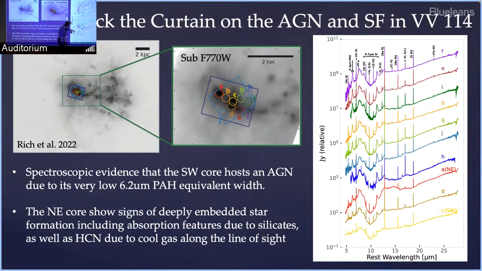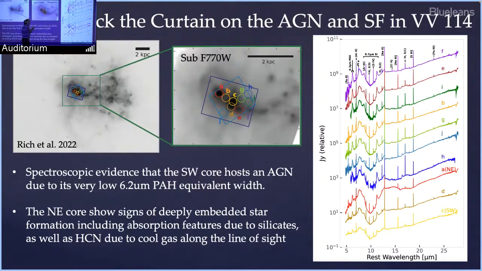In A, you see this massive, deep silicate absorption. And if I were to zoom in on the PAH here, it's an incredibly narrow 6.2 micron PAH equivalent width. So we know that previous papers were wrong in their assessment that the northeast core harbors the AGN. We actually think the northeast core is a deeply embedded star-forming region. It has mid-infrared colors consistent with a star-forming region. It has spectra consistent with a deeply embedded star-forming region. And the southwest is where the AGN is.